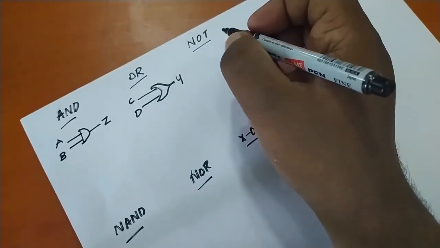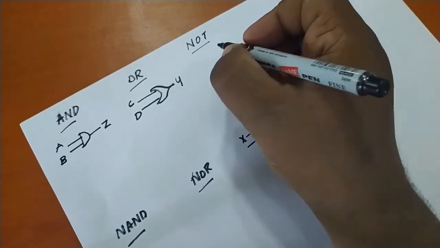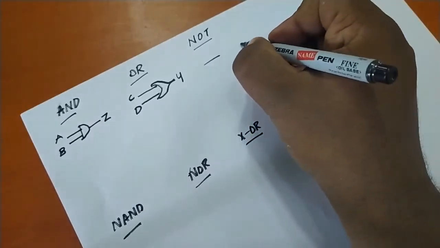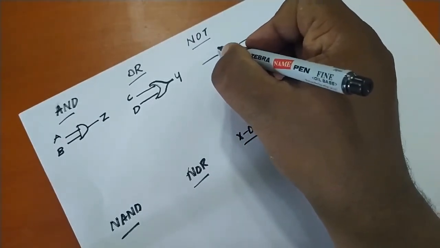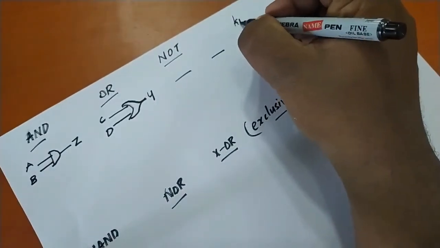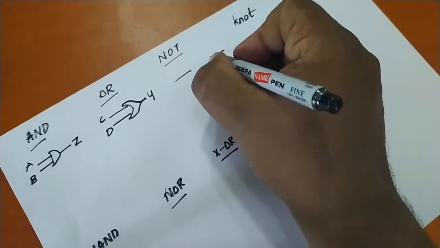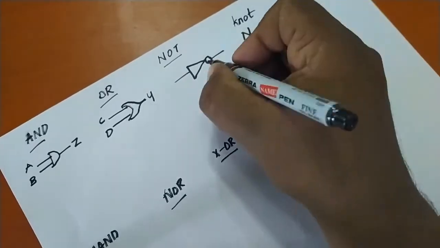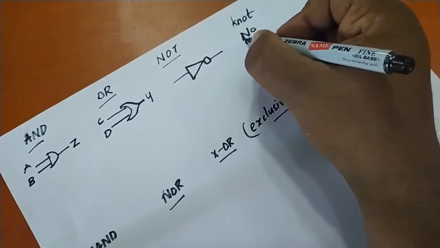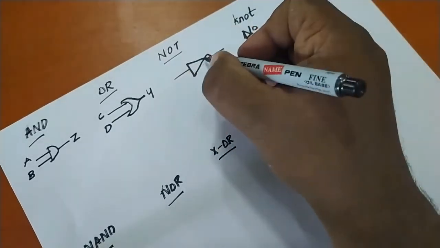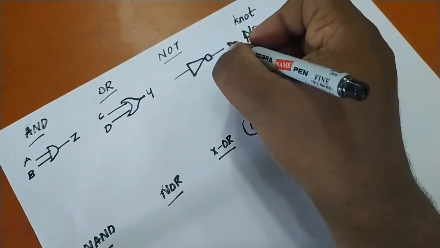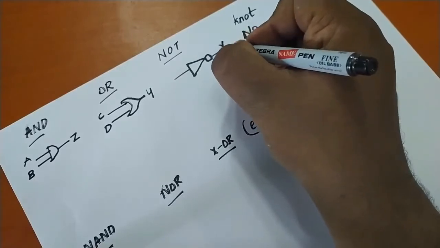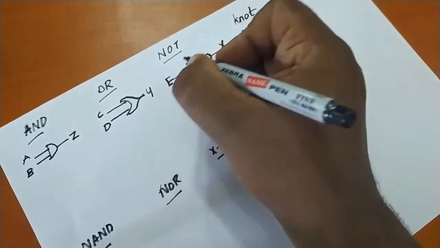And then NOT is supposed to be a single input, single output gate. It's an inverter gate, so we'll just have a single input and single output. If it's the NOT, just remember this: KNOT, NOT. And then somehow it reminds me of the NO and the T. So this is how I remember the different gates. You might find it useful, or you can devise your own method. So I'm going to give this output as X, and then this is going to be an E.